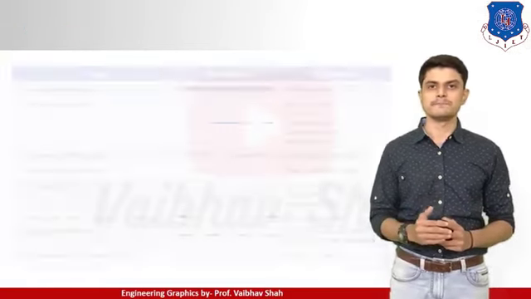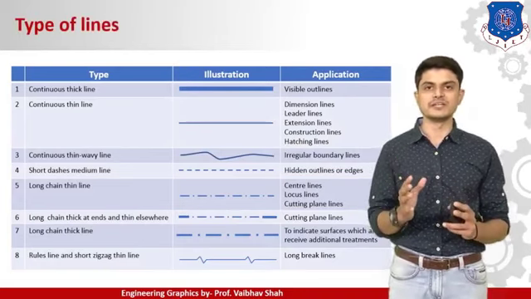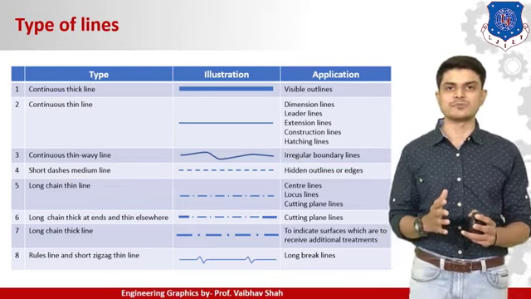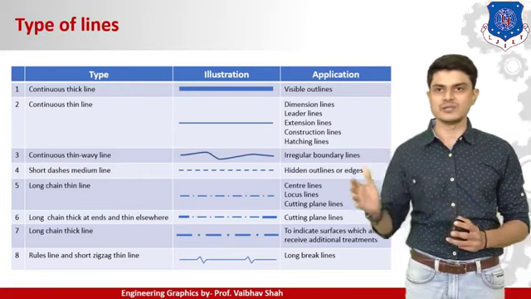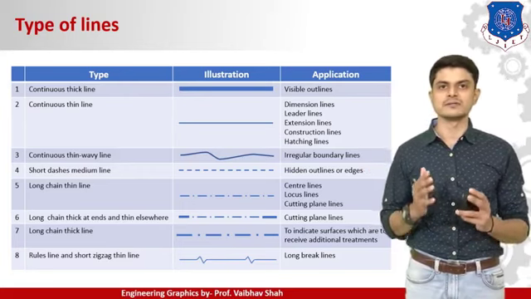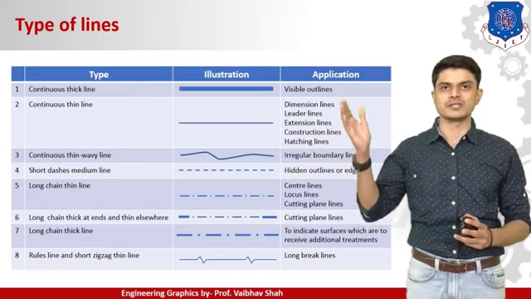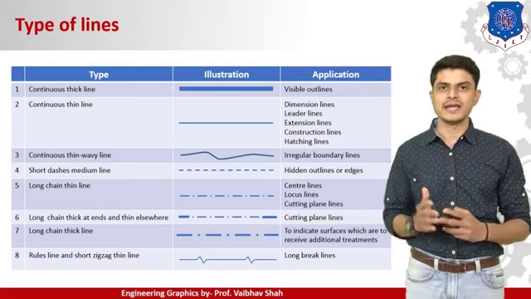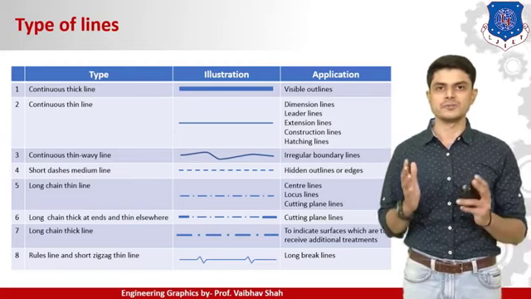Now let us move ahead and see the most important theory for your examination. Many times it is asked in the examination: describe the types of lines used in engineering applications. There are a total of 9 types of lines available in application usage. You will have the first column as type, second illustration, and third application. You need to make this table in your drawing sheet, and write whatever I have written here. You need to remember this table.